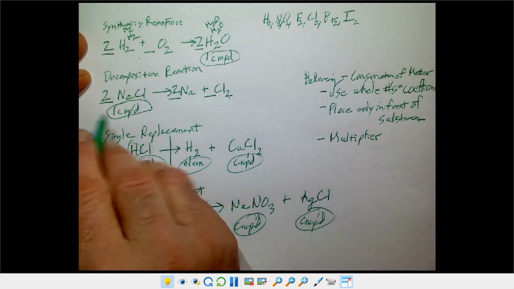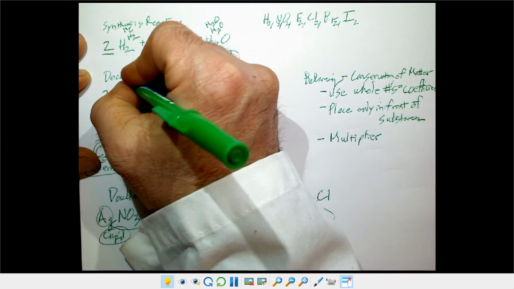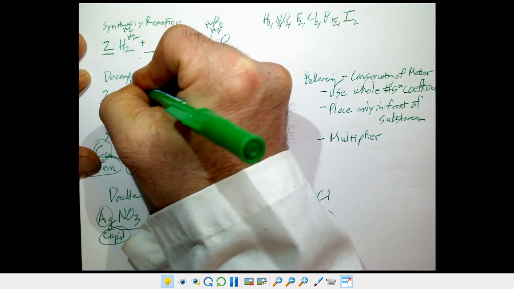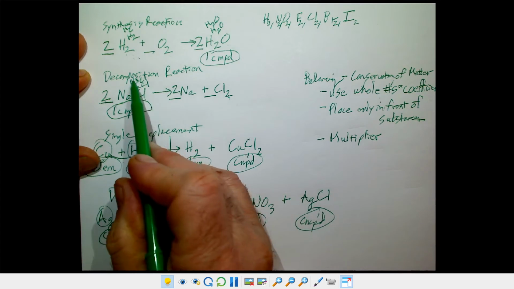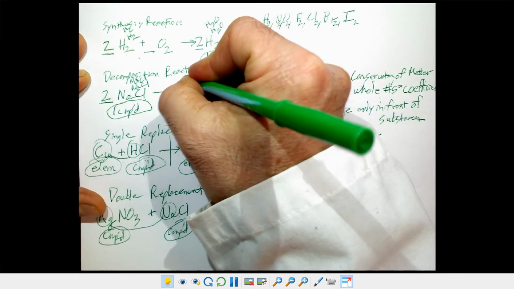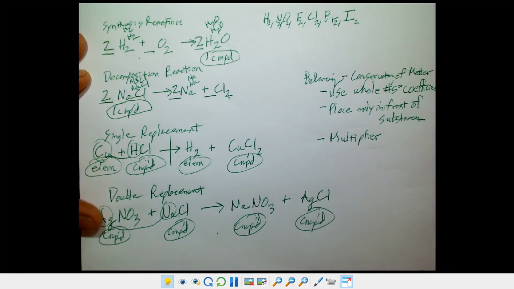And again, if you don't like that method, you can think of it this way. When you put a 2 here, you really have NaCl written twice. So you've got 2 Cls and 2 Nas. And the same thing here, when you put a 2 here, it just means that you have 2 Nas written twice. That's all it really means.